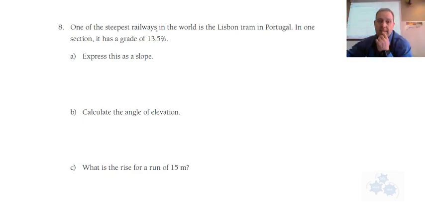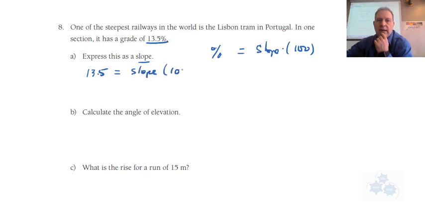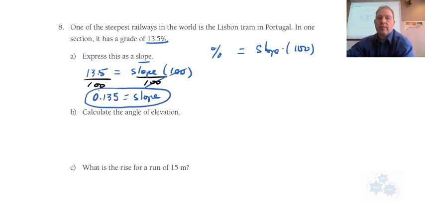All right. For number 8, express the percent grade, right? Percent grade is slope times 100. So express this as a slope. So we put in 13.5 equals slope times 100. So you simply divide both sides by 100 and then you get your slope, you see? Don't change it to 135. It's 13.5 over 100, which is 0.13.